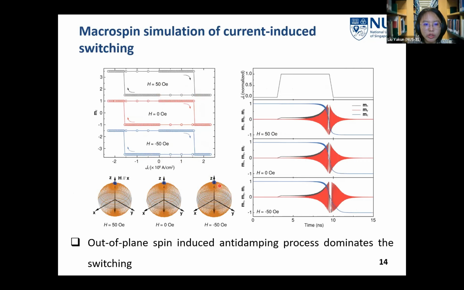Meanwhile, we also explored the trajectory. It's very clear that the switching process is accomplished through the anti-damping process, which means that the Z-spin dominates the switching. In this case, we can conclude that the Z-spin dominates this switching process and also dominates the switching polarity.